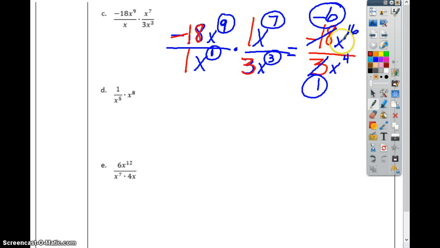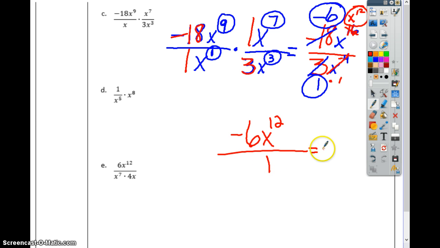How many variables are left? Because we have to subtract 16 minus 4. These cross out, make 1. What's 16 minus 4? So we have x to the 12th left on top. Negative 6 times x to the 12th. That's what's left on top. What's left on the bottom? 1 and a 1 still equals a 1. So we simplify that to plain old negative 6x to the 12th power.